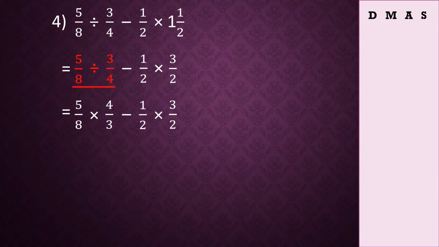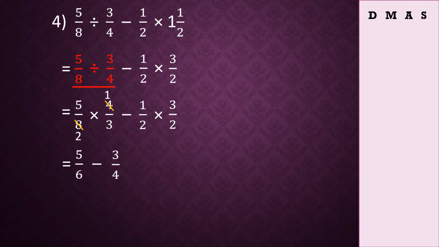Now tell me, according to DMAS, what we have to solve first? Multiplication or subtraction? Yes, multiplication. So simplify. See, 4 and 8 both are divisible by the same digit 4. So divide. 4 ones are 4 and 4 twos are 8. Now it cannot be further divisible. So multiply. 5 ones are 5 and 2 threes are 6. So we get 5 upon 6. Then write minus sign as it is. Now multiply. 1 three is 3 and 2 twos are 4. So we get 3 upon 4.